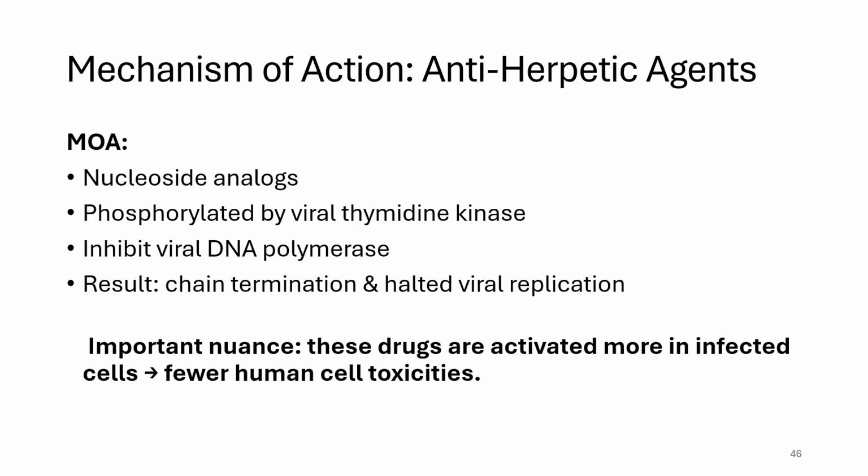After activation, the drug inhibits viral DNA polymerase, which prevents the virus from synthesizing new DNA. The end result is chain termination, so viral replication is halted. So the nuance here is because these drugs rely on viral thymidine kinase, they are activated much more in infected cells than in healthy human cells, and that's why they have fewer human cell toxicity compared to many other antivirals. Now, thinking of antiviral resistance, if a herpes virus mutates and loses thymidine kinase, drugs like acyclovir will not work.